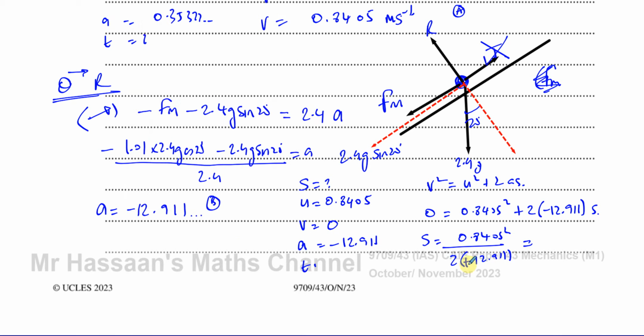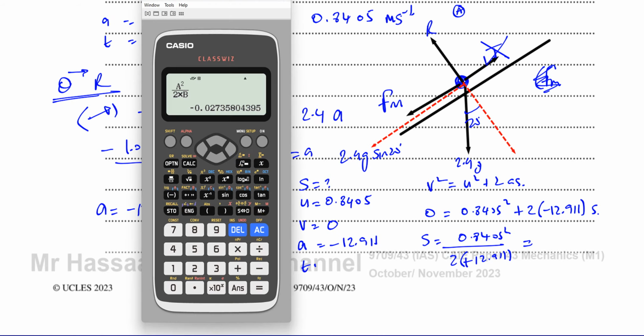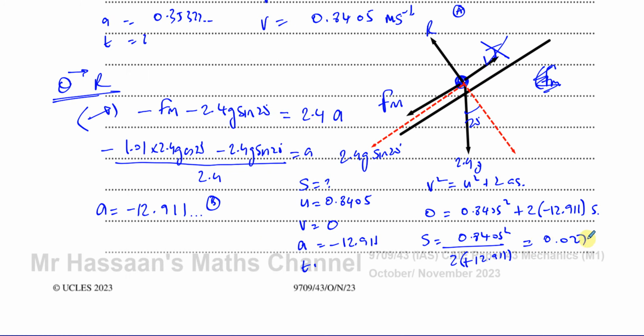So that gives us 0.0273. So S is 0.0273 meters. Therefore, the distance traveled is 1 meter plus 0.0273 meters, which is 1.027, which to 3 significant figures is 1.03 meters. So there we have the total distance traveled by this object from the time that it was released until the time it came to instantaneous rest.